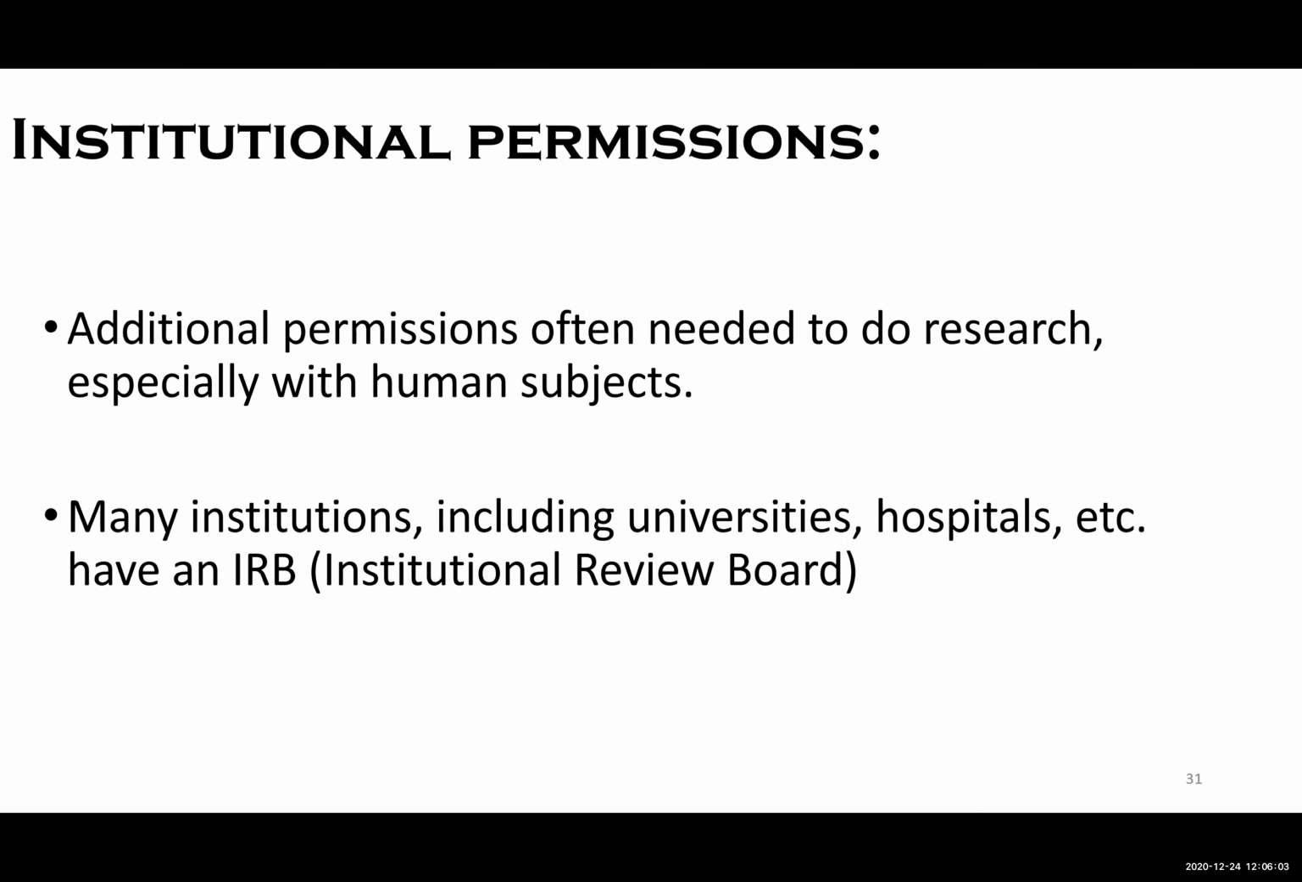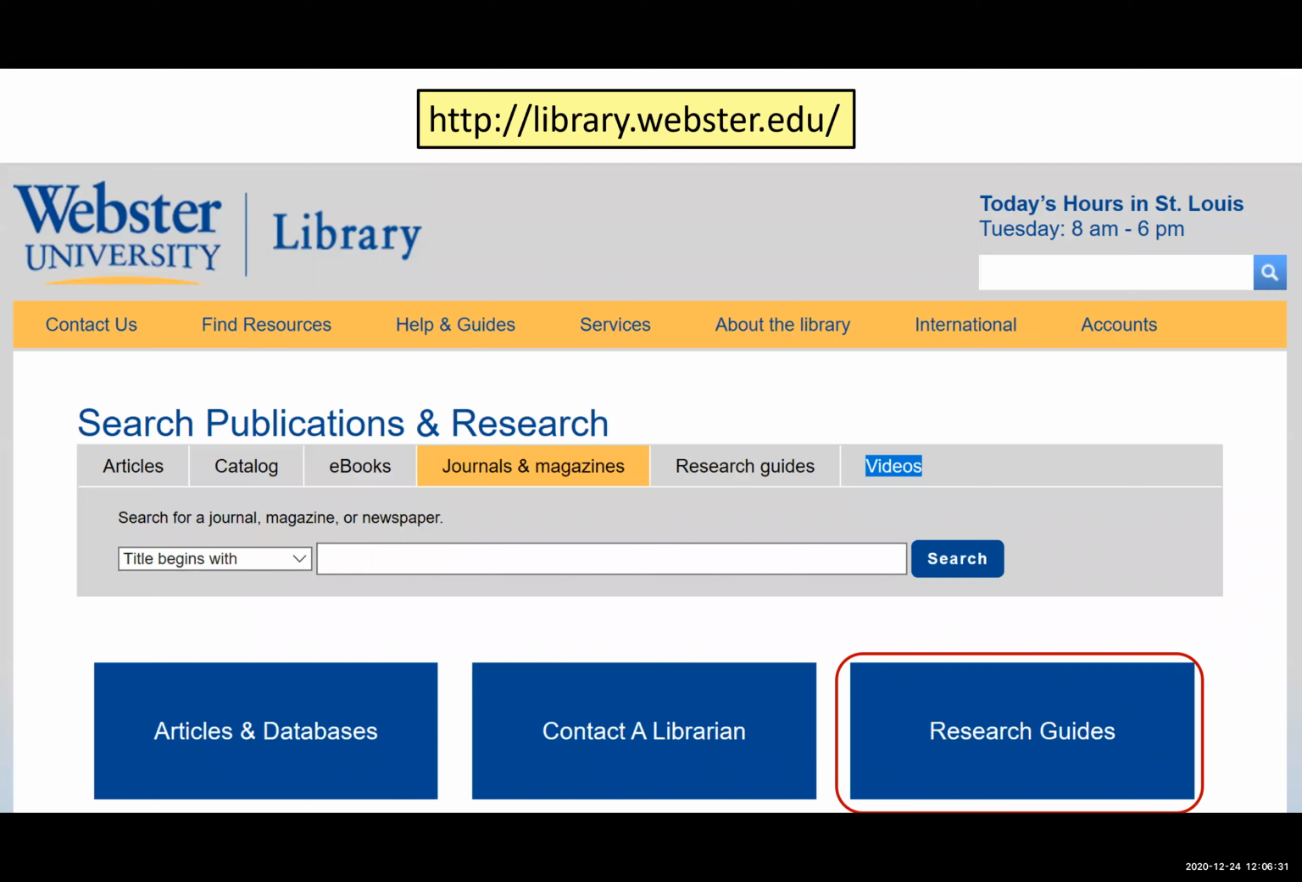In addition to getting permission from the copyright holder, you may need to get permission from your institution. Most colleges and universities have what's called an Institutional Review Board, or IRB, which approves research projects done by its faculty, students, and staff. Not every class project is going to need IRB approval, so be sure to check with your instructor. Additional information about tests is provided on our Finding Tests and Other Instruments Research Guide.